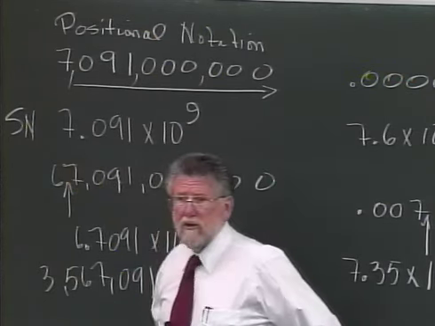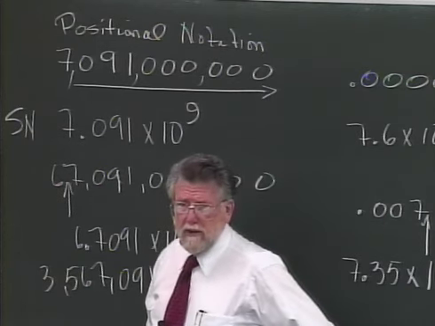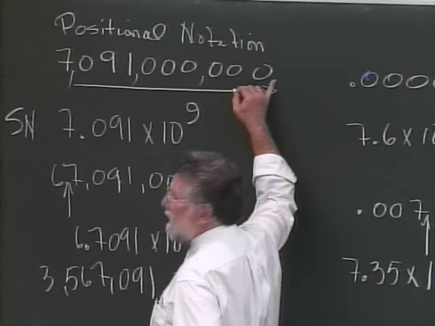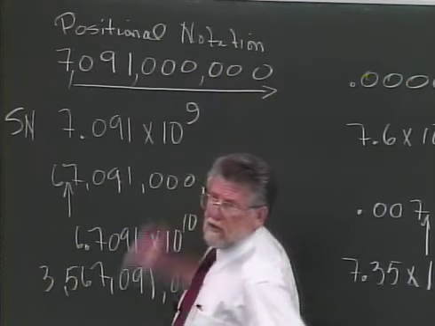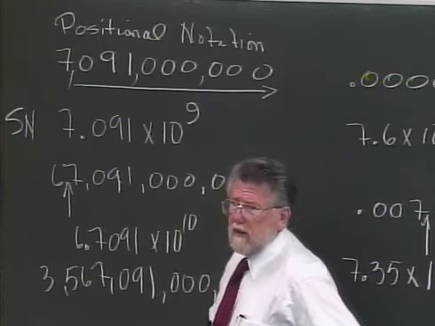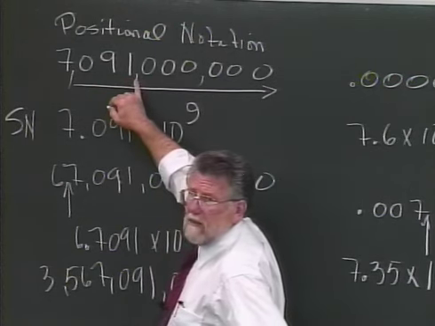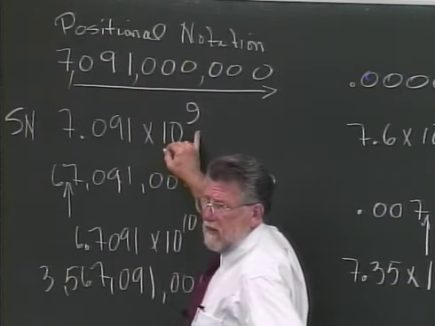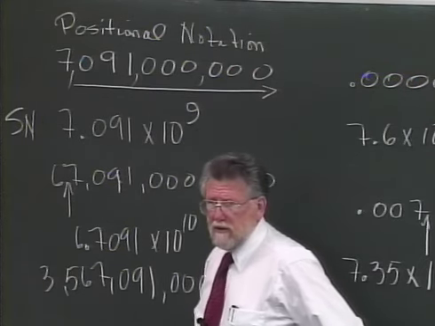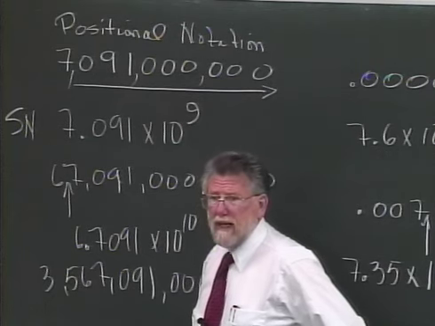Then I ask the question, how many places do I move the decimal to get it back to where it was? The decimal was at the end of the number. We didn't write it, but it's understood to be there. So how many places did I have to move it? Well, I had 3 just to get it here, and then 6 more zeros, so that's 10 to the 9th. The trap, it's not the number of zeros. It's how many places you move the decimal point.